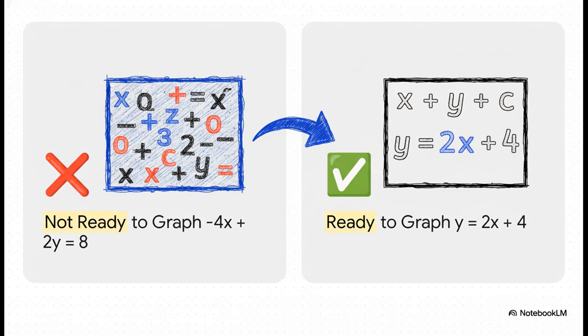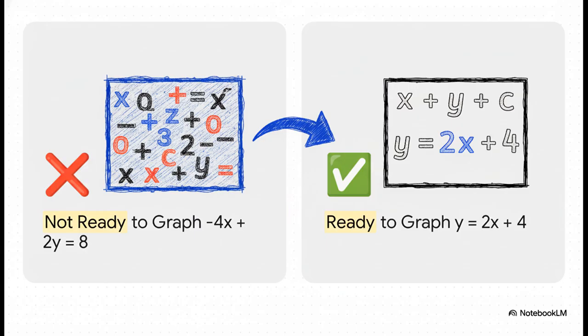Yeah, sometimes you have to do a little tidying up first. You know, an equation like negative 4x plus 2y equals 8 isn't quite ready to go because that y isn't alone. But watch this. With a little bit of rearranging, we just add 4x to both sides, then divide everything by 2. It turns into y equals 2x plus 4.